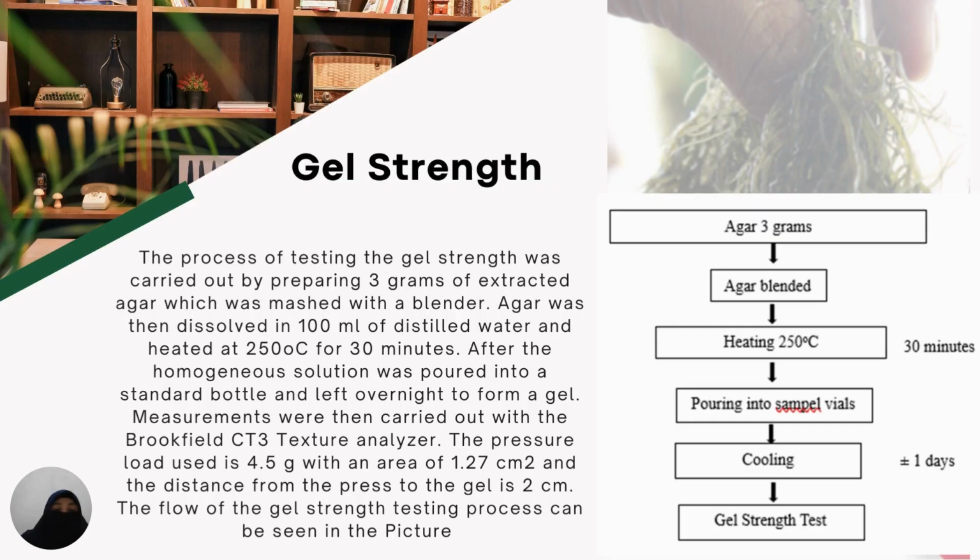And the next stage is gel strength. The process of testing the gel strength was carried out by preparing 3 grams of extracted agar, which was mixed with a blender. Agar was then dissolved in 100 ml of distilled water and heated at 250 degrees Celsius for 30 minutes. After a homogeneous solution was formed, it was poured into a standard bottle and left overnight to form a gel.